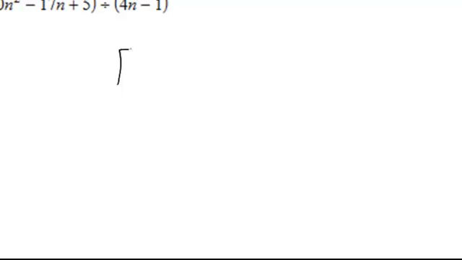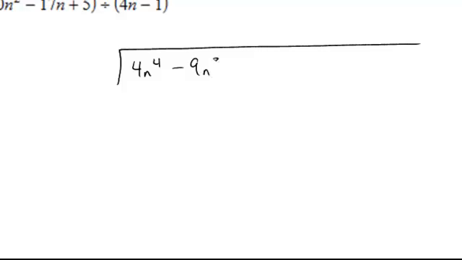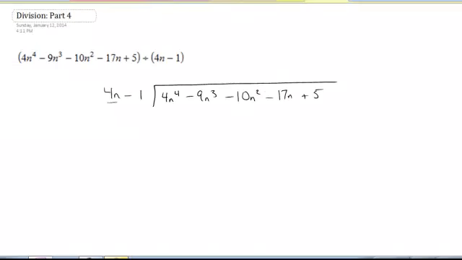Okay, so again, we set up the long division. 4n to the 4th minus 9n cubed minus 10n squared minus 17n plus 5, and we divide that by 4n minus 1. Alright, so where do I start? Well, I look at 4n, and I look at 4n to the 4th. And I know, okay, I got to get rid of 4n to the 4th. I have a power difference of 3, so I need something that's n cubed. Now, we can already feel this is going to be a little bit longer. Do I need any coefficient? I don't. Right, I'm going to get a 4n to the 4th right there, minus n cubed.